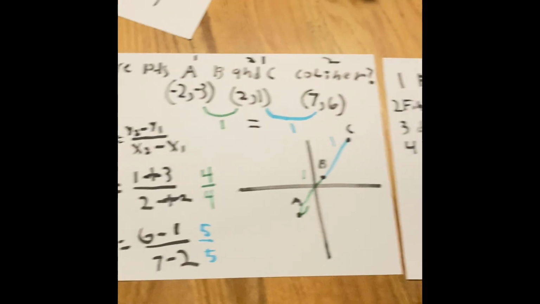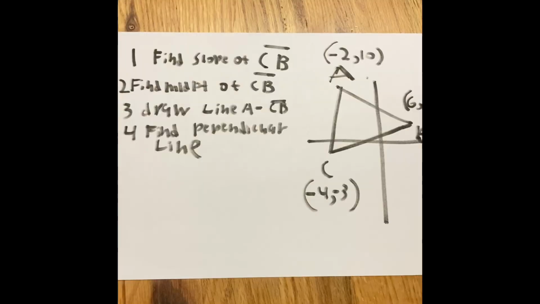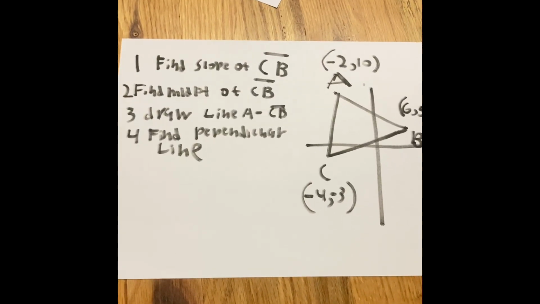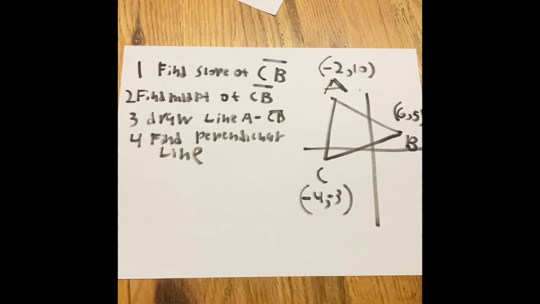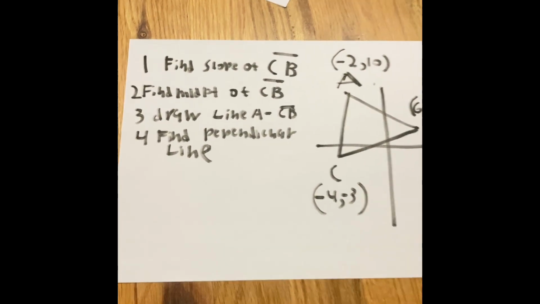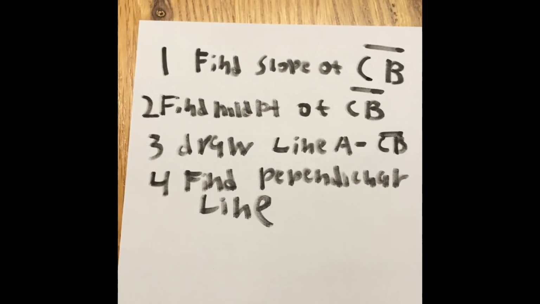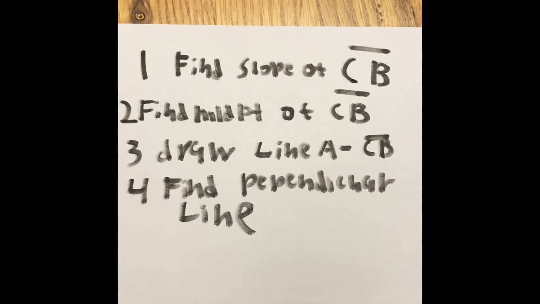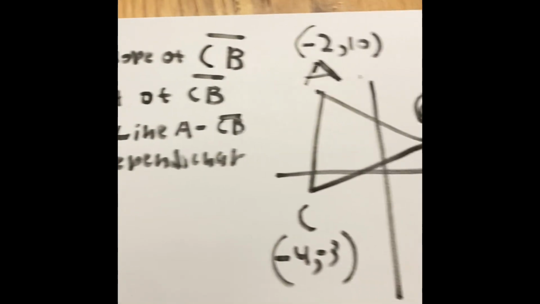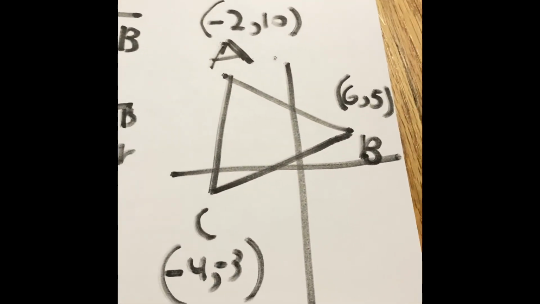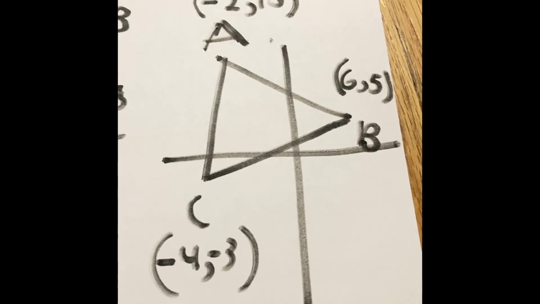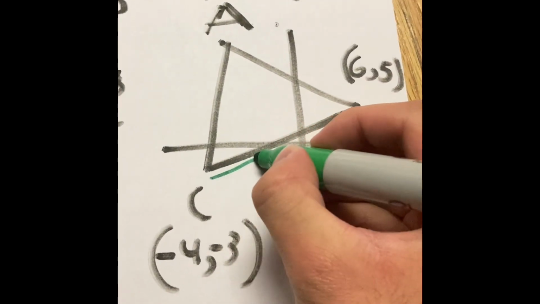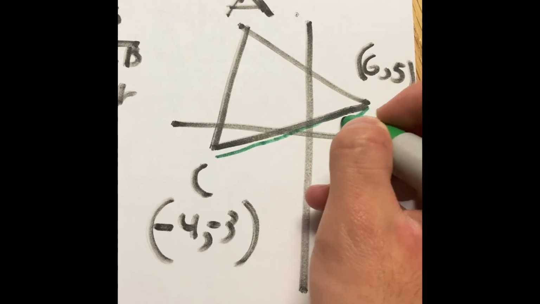So now, here's challenge number 2. Challenge number 2 has directions that will help you get to your final answer. So first, we're supposed to find the slope of CB. CB in the figure is part of a triangle ABC, but CB is this segment right here.